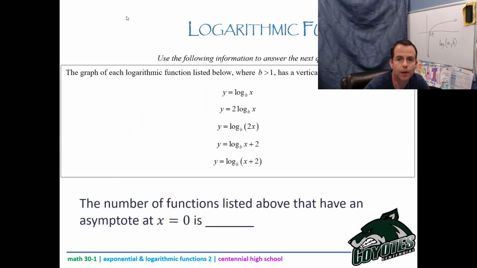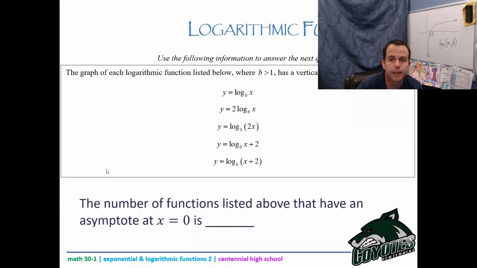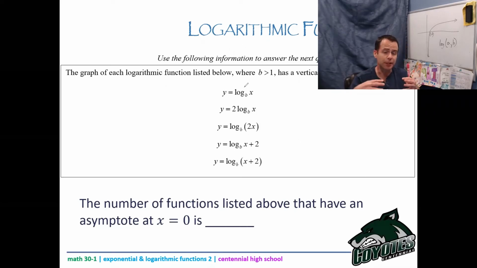Okay, also a released diploma item: the graph of each logarithmic function listed below, where b is greater than 0, has a vertical asymptote. How many of these functions listed have an asymptote that's at x equals 0? Well, let's go through them one by one and see. The first one I see is y equals log base b of x. There's actually not really any transformations applied to that, so that's going to look kind of just like this guy. And that does have a vertical asymptote at x equals 0, so I'm totally cool with that guy.